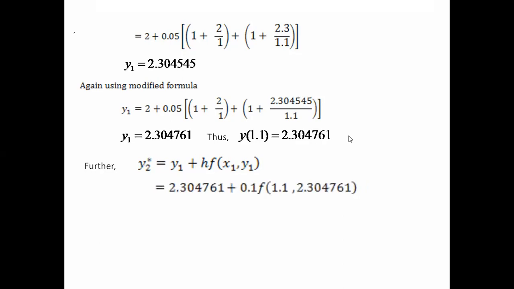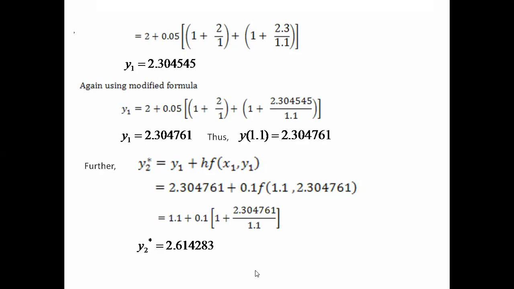So y1 is the same value, 2.304761, and h remains the same, 0.1. x1 is 1.1, and y1 is this value. Simplify this; all these values remain the same. f of x comma y is defined in this problem as 1 plus y by x. That's the relation given in the problem, 1 plus y by x. Simplify this, and we get 2.614283. This is one approximate value for y2.